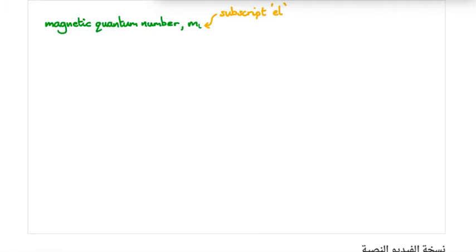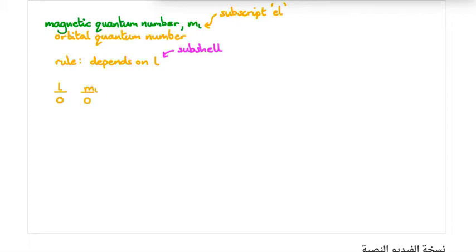The third quantum number is called the magnetic quantum number, and it has the symbol m subscript L. You could call it the orbital quantum number, since it identifies the orbital our electron is in. The potential values of the magnetic quantum number depend on the value of L, the subsidiary quantum number, which gives us the subshell. If L is 0, then ML can be only 0. If L is 1, ML can be -1, 0, or +1. If L is 2, then ML can be -2, -1, 0, +1, or +2.